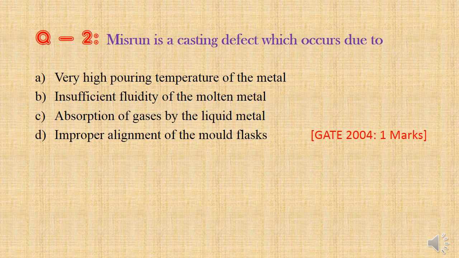Question number 2. Misrun is the casting defect which occurs due to option A, very high pouring temperature of the metal, option B, insufficient fluidity of the molten metal, option C, absorption of gases by the liquid metal, option D, improper alignment of the mold flask. Misrun is nothing but casting that has solidified before completely filling the mold. Insufficient fluidity is the main cause. So the answer is option B, insufficient fluidity of molten metal.